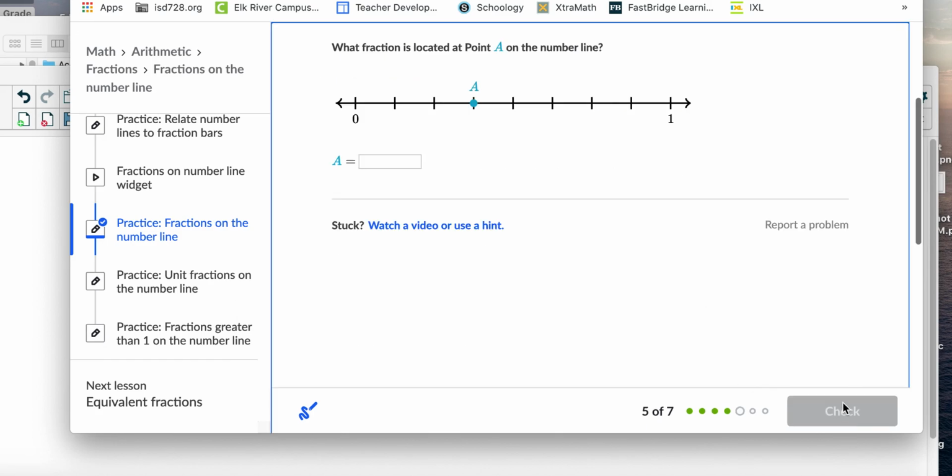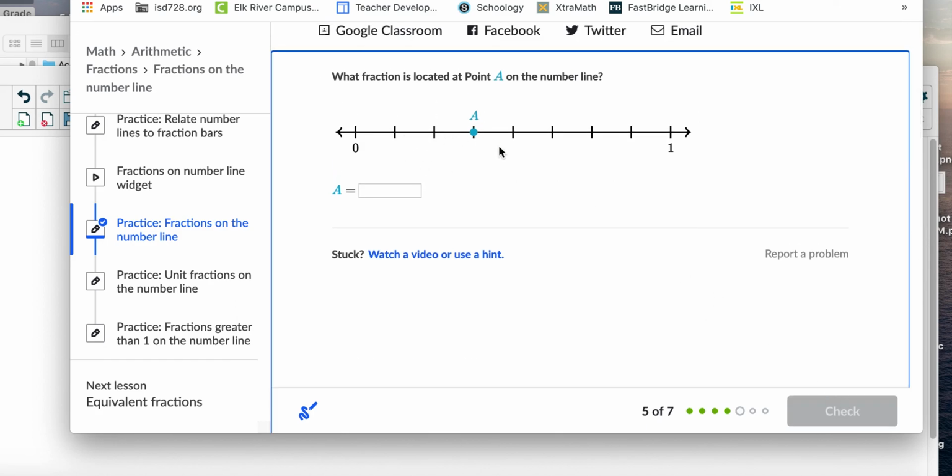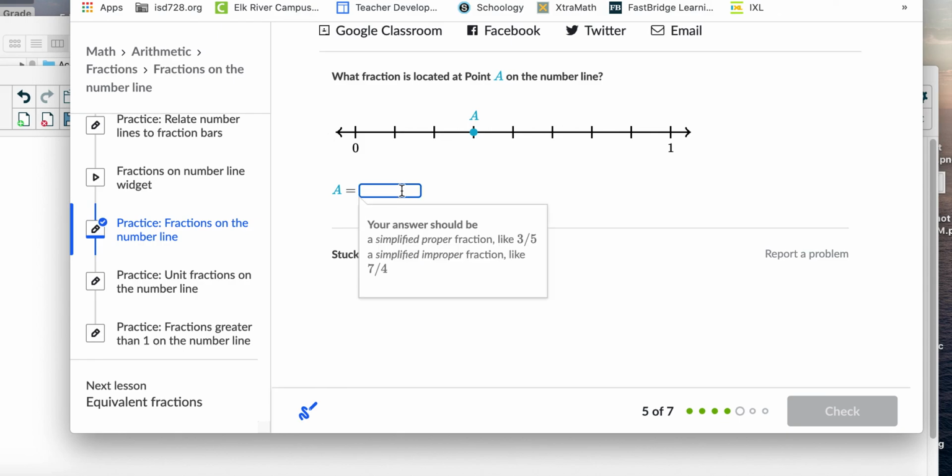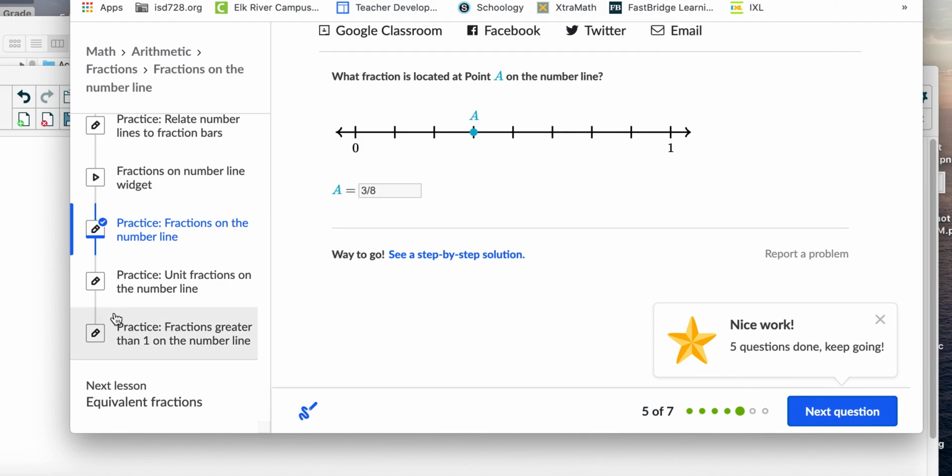Let's try another one. So this one wants me to tell you where it's at. So 1, 2, 3, 4, 5, 6, 7, 8. And I'm at the 3rd spot, so I'm at 3/8. So go ahead and practice on those websites before you start your homework today.